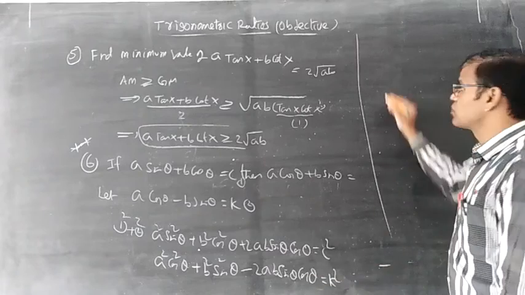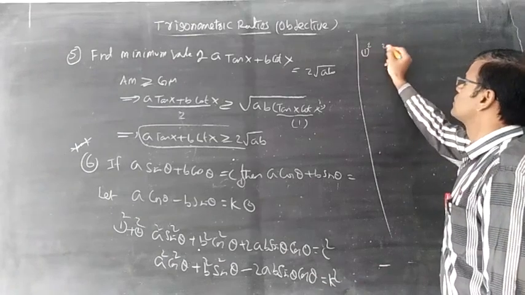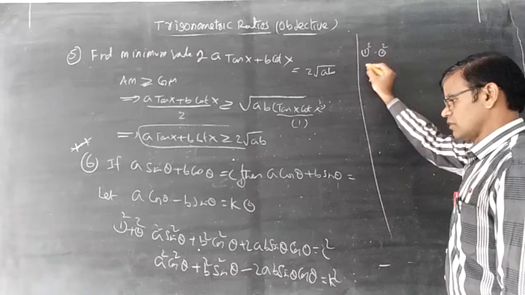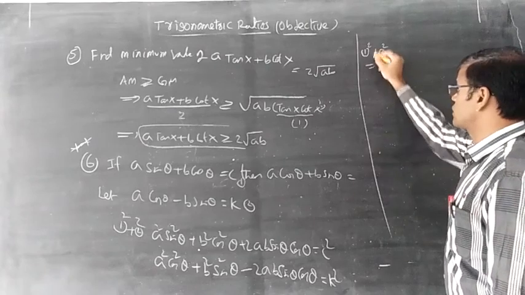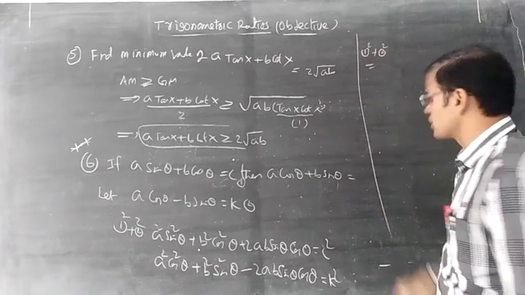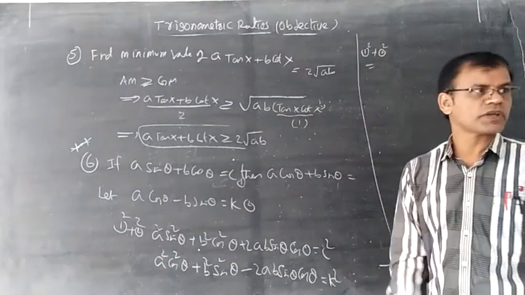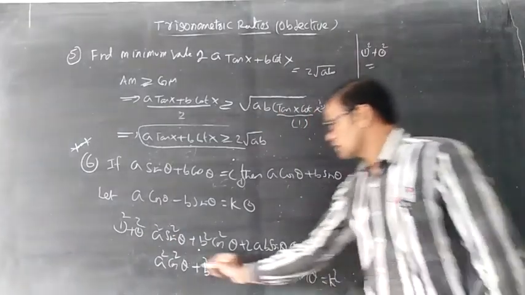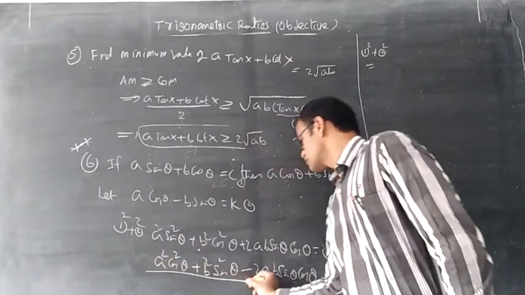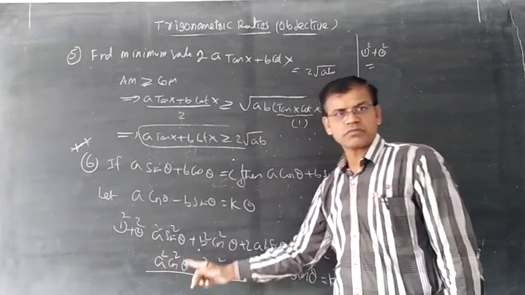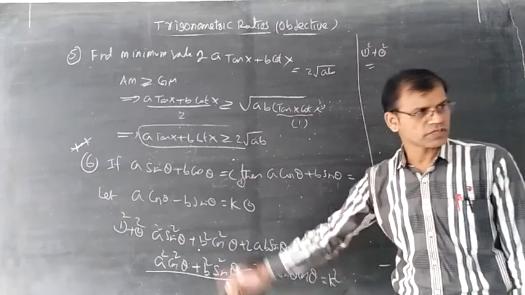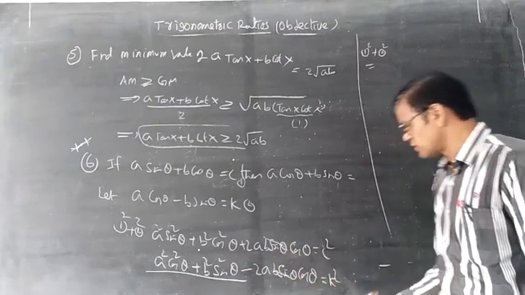Now 1 square minus 2 square. 1 square plus 2 square, not minus, I said 1 square plus 2 square. A square sin square theta plus A square cos square theta becomes A square, because sin square theta plus cos square theta is 1. The cross terms will get cancelled.